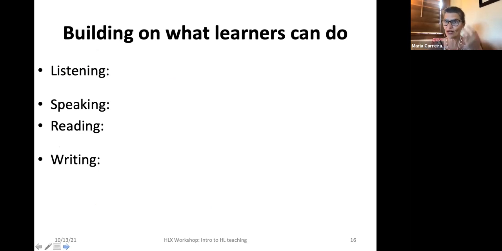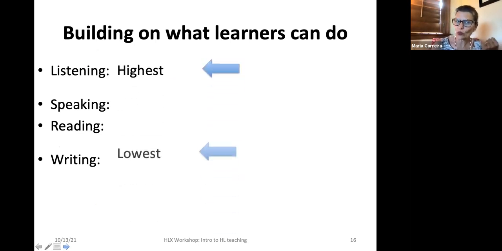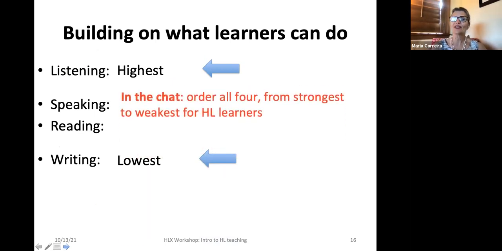Once you identify the strongest and the weakest, and again, that can vary, you can work with the from-to principles. So now my next task for the chat is to order all 4 skills for HL learners from strongest to weakest. So put the first one we already saw, listening, comma, the next one, comma, and the last one being writing, or whatever you think the last one is.